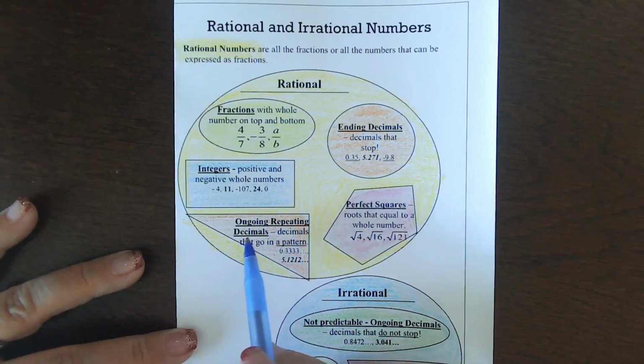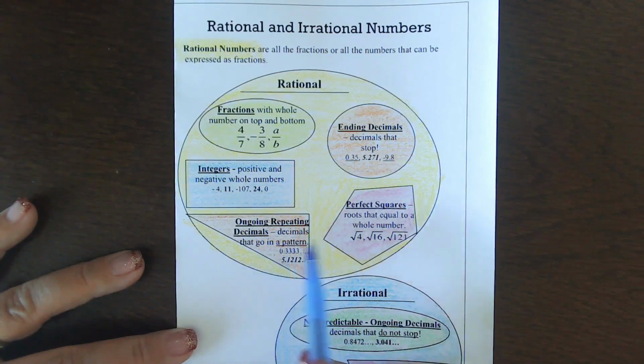They are predictable. They're fine. So ongoing repeating decimals means the decimals that have a pattern, like 5.1212. So I can predict that it's going to go again, 1, 2, 1, 2. That prediction or the pattern we can use to place a number in a fraction.